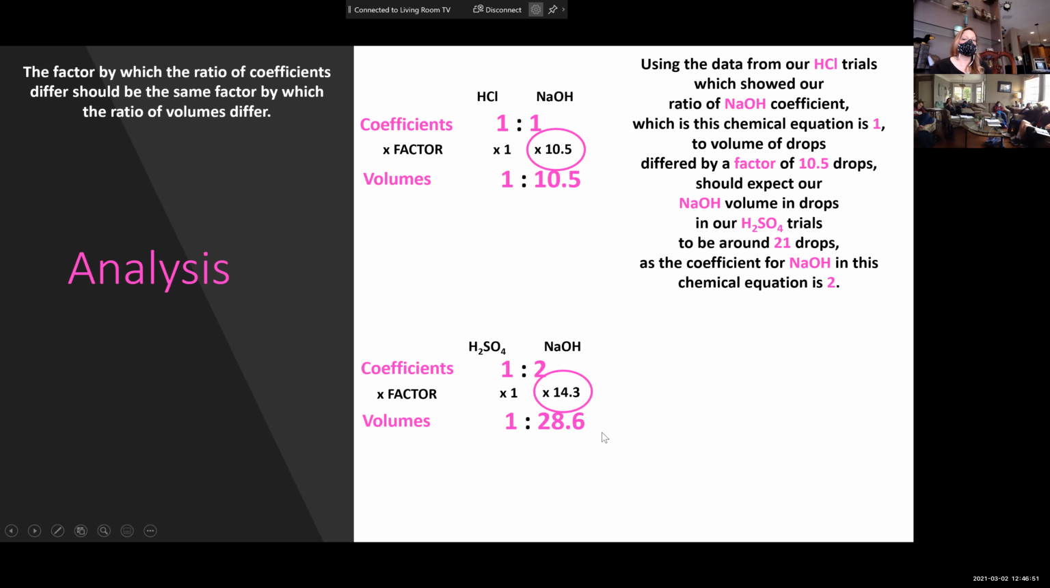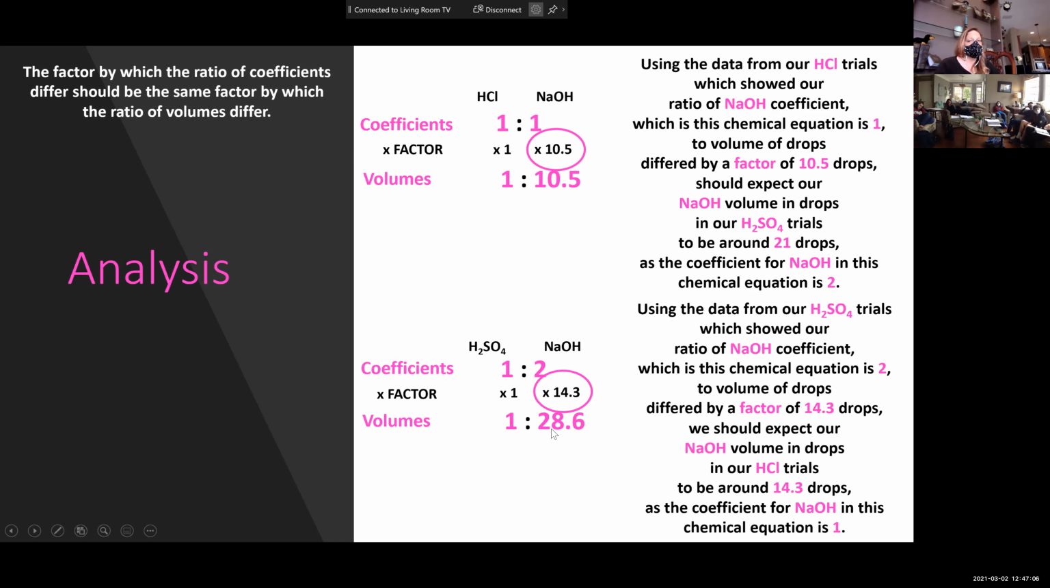I'm guessing it's off because of different sizes of drops. Yeah, there are lots of ways it can get off. If this is 10.5 and you use your data from the first one to extrapolate, you should expect this one to become 21. And if you use your data from here to extrapolate, what should this one be? Not 10.5, but 14.3. So one of these is wrong, or both of these are wrong.